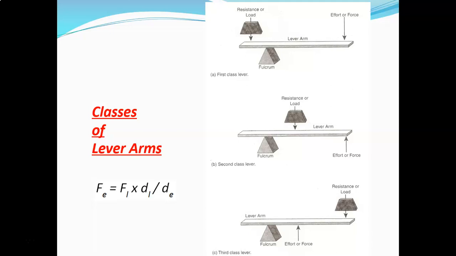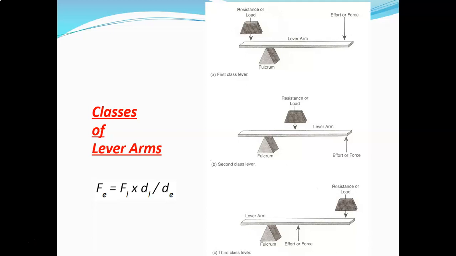So we've got three classes of lever arms: first, second, and third class lever arms. Your first and second are going to be your more efficient means of lever classes. If you look at a wheelbarrow, let's start off with that. That is a second class lever arm.